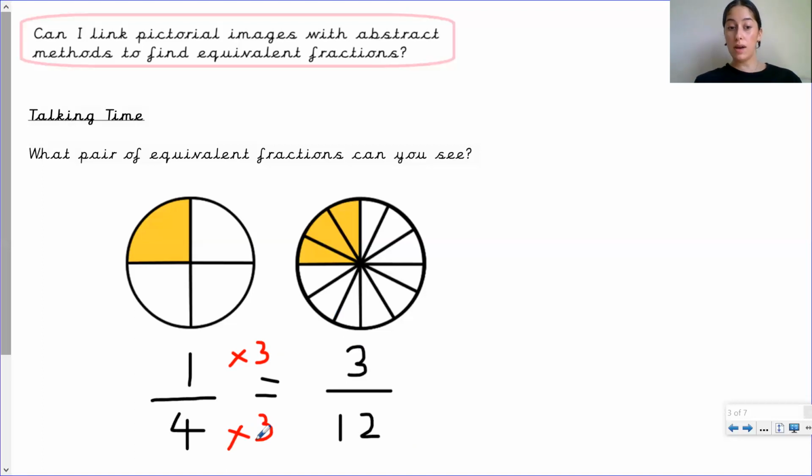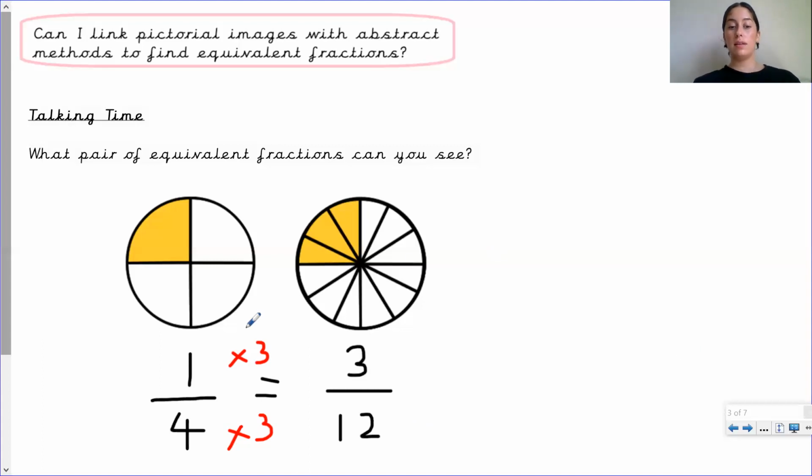So here as well, the numerator is multiplied by one number and the denominator is multiplied by the same number, and it has resulted in an equivalent fraction. Can you come up with a rule then for equivalent fractions? If we have one fraction and we wanted to find its equivalent fraction, what could we do? Pause the video, have a think, talk to your partner.